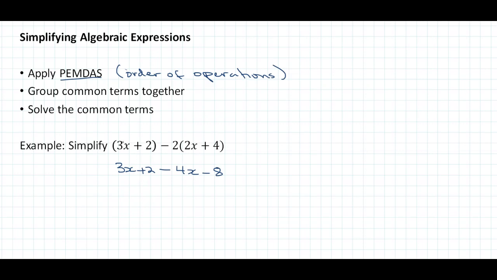So we now have to group common terms together. So 3x minus 4x plus 2 minus 8. 3x minus 4x is minus x. 2 minus 8 is minus 6. So this is the solution to this. This is the simplified version of the expression given.